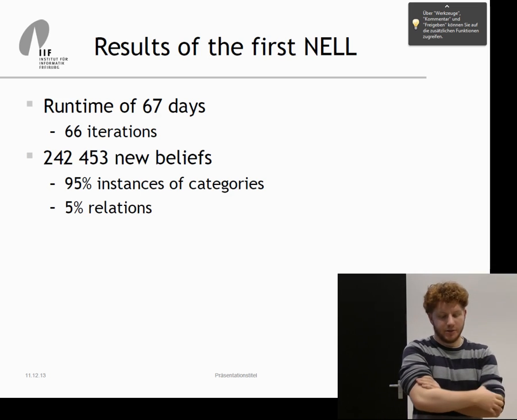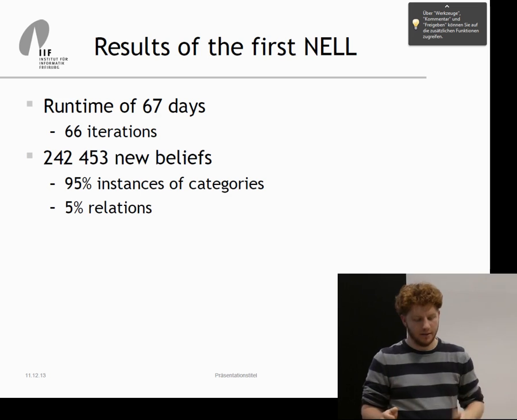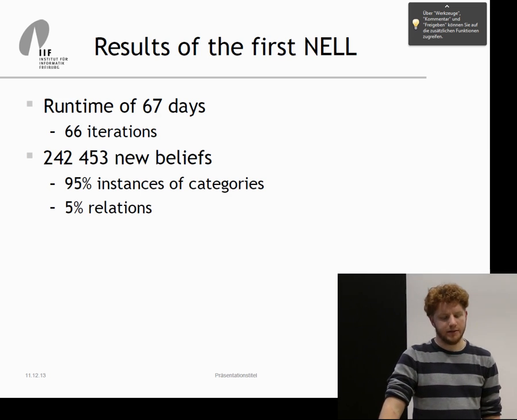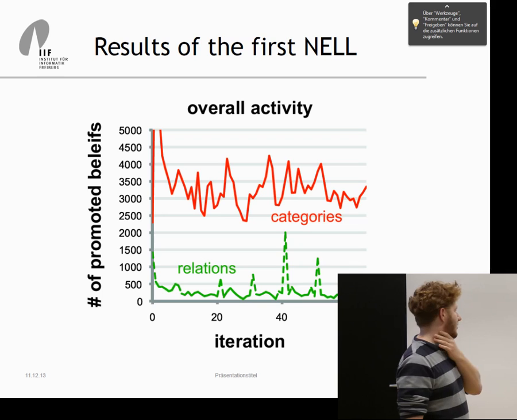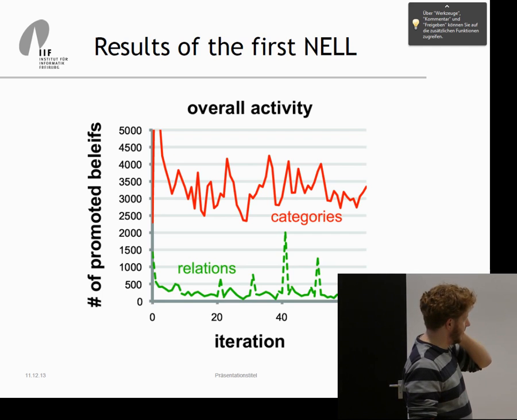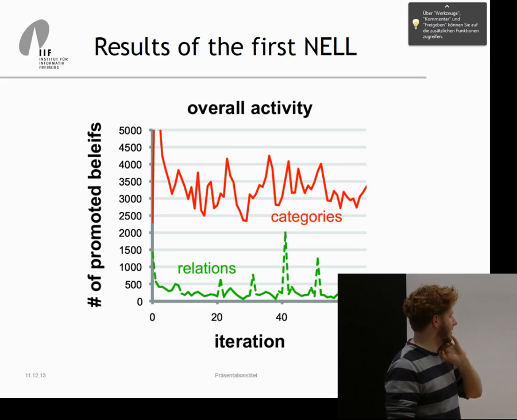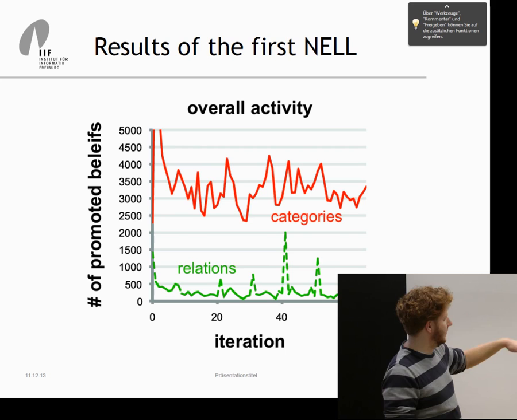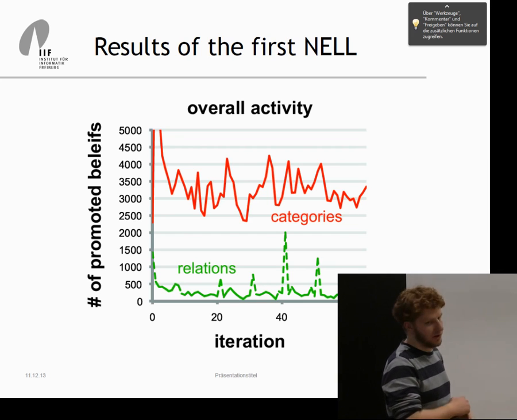The runtime in the original version was 67 days, which were 66 iterations, so we can say that one iteration takes at most 1 day, and about 242,000 new beliefs were gathered, where 95% were instances of categories and 5% were relations. Over time, we see that the number of promoted beliefs gets lower, but is always about 3,000 new promoted categories and about 200 new relations, and after a bit of time it doesn't go down, so we could assume that the system always gets better.